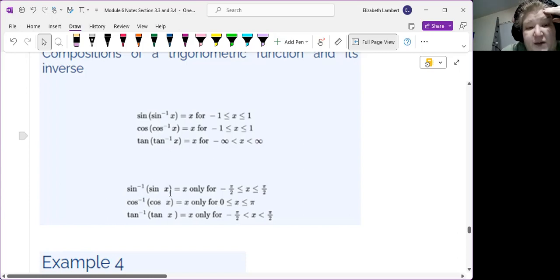So if we're applying a trig function, the x is an angle. Let me think about what our angle restrictions are. If we're applying an inverse trig function, this x is now the output of the sine or the cosine.